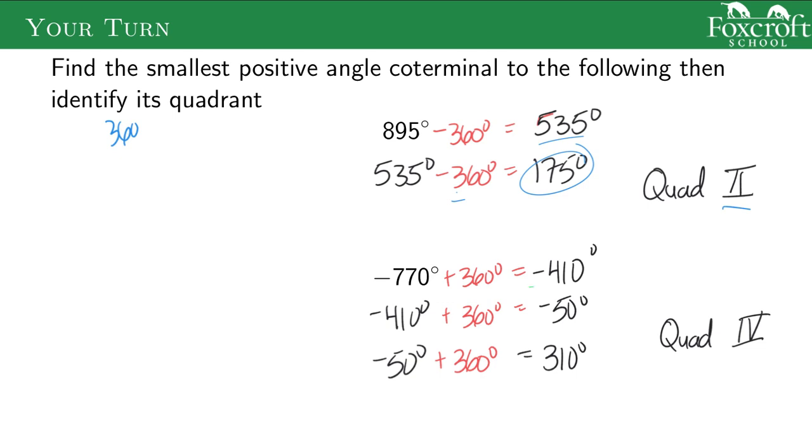For negative ones, you just add 360 until you get a positive. So I add 360 once, I still have a negative angle. Do it again, still a negative angle. Do it again, finally a positive angle. That's the one that's smaller than 360, and 310 is between 270 and 360, so it's in quadrant 4. All right, so go ahead and practice working with coterminal angles. Add or subtract 360 depending on if you have a positive or negative angle, and at the end, just determine your quadrant based on where your angle lies.